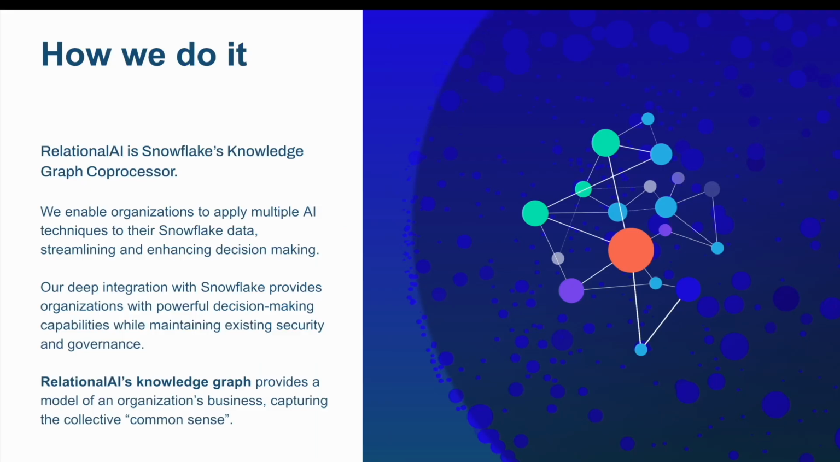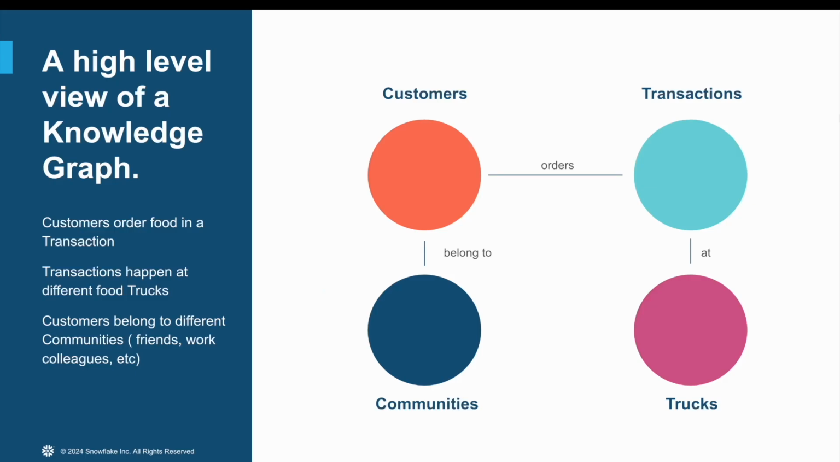Our technology is based on the ability to create knowledge graphs that provide a model of the organization's business. Let's take a quick look at those. These are really just a technical way to describe your business domain. Here we are looking at a conceptual map of one way to think about a business that creates POS software for food trucks to run their business. In this business, some of the key concepts are customers, trucks, transactions, and communities of customers.